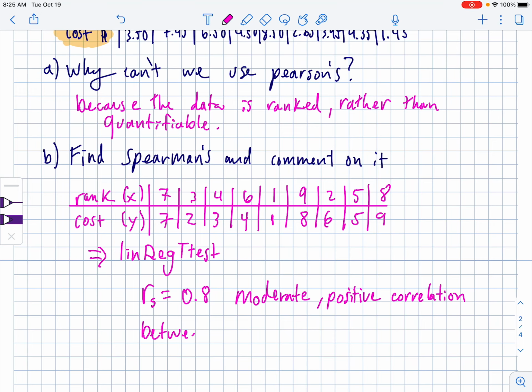Now, what does this mean in terms of the burgers? So there's a moderate positive correlation between tastiness and price.